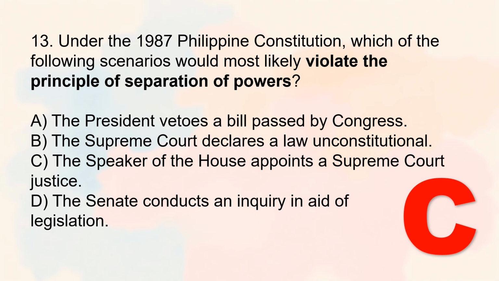Letter A, the president vetoes a bill passed by Congress. It's incorrect as veto power is a constitutional check on the legislative branch. It does not violate. Letter B, it does not violate because this is an example of the judiciary exercising judicial review. Letter D, the Senate conducts an inquiry in aid of legislation is incorrect as this is a constitutionally granted power of the legislature. So only letter C violates the separation of power principle.